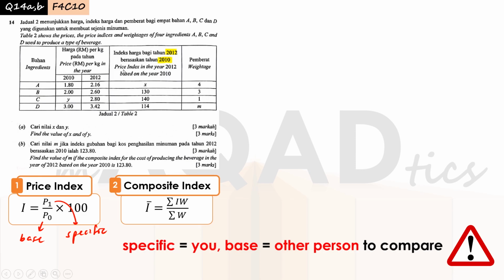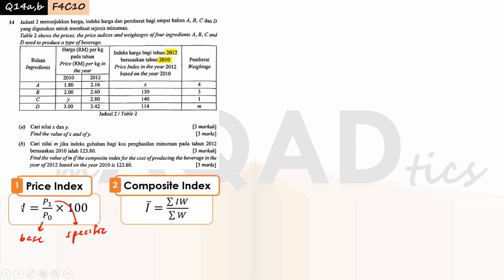As you see here, it says price index in the year 2012, which is us, based on the year 2010. So this is the base that we need to compare to. So for the price that is us, which is 2012, we need to put on top, which is P1, and for those prices which are our base, the 2010 price, we need to put at the bottom. Using this formula, P1 will be 2.16, P0 will be 1.8, and then we multiply by 100 to get the price index or the value of x. Same goes for this one as well. Putting these three values inside this formula, you'll get the value of y, which is 2 ringgit.